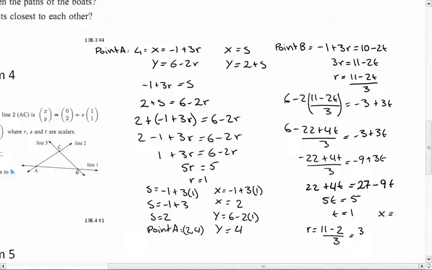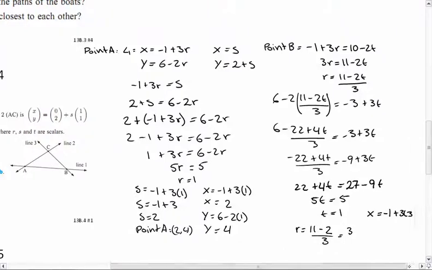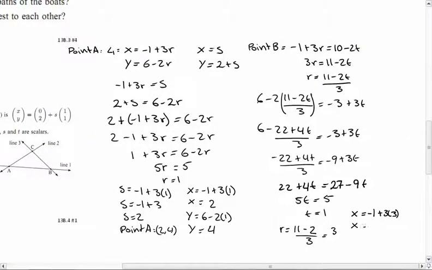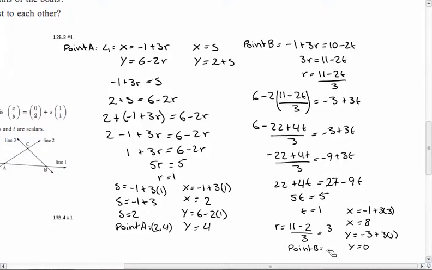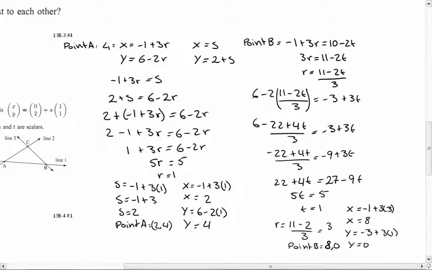So x is negative 1 plus 3 times 3, so x is 8. And y would be 3 times 0, so equals 0. So point B is 8, 0. Sorry, my bad.